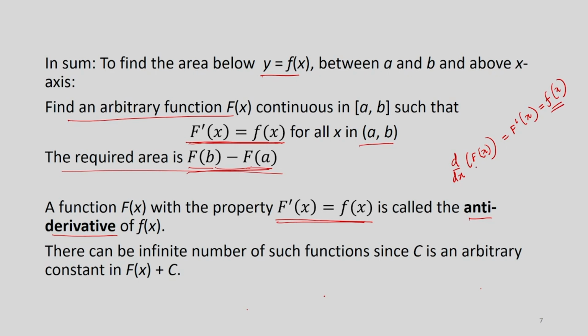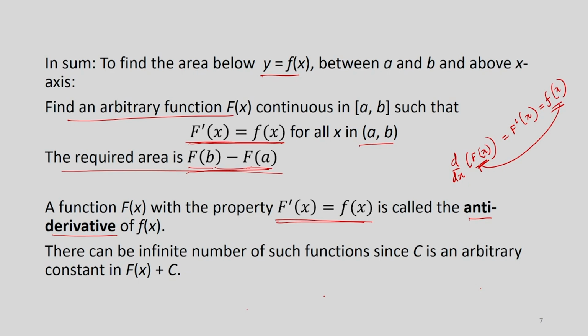So, to get back to capital F(x) from small f(x), I have to do something opposite to taking the derivative. I have to go from here to here. So, to do that I have to reverse the process of differentiation. That is why it is called the antiderivative of small f(x).